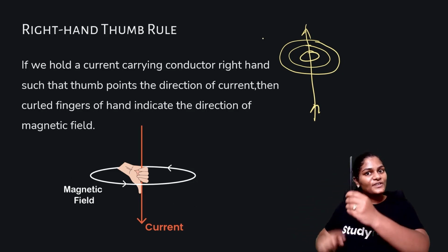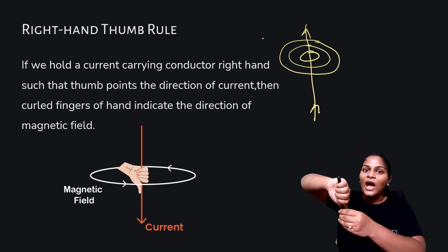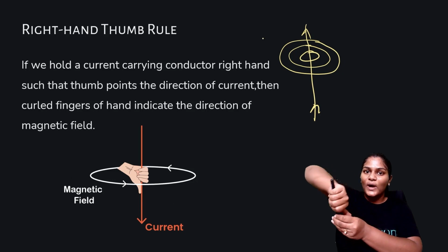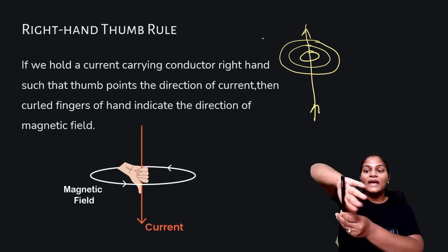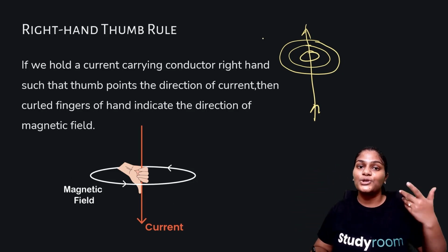But what if it's in the downward direction? I'm holding it like this, right? Now, how are my fingers curling if I want to hold this wire? They are going from left to right, curling from left to right, right? That is how we get to know the direction of current.